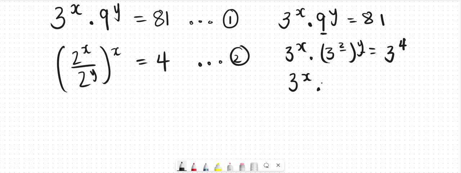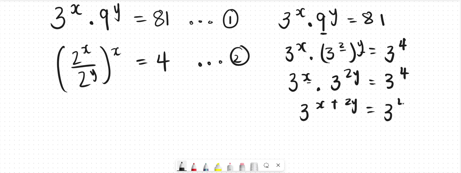This 2 and this y are going to multiply, giving me 2y, and all of this is equal to 3 to the power of 4. Then I'm going to add these exponents since the bases are the same, which gives me 3 to the power of x plus 2y equal to 3 to the power of 4. Since the bases are the same, I can make the exponents equal to each other. So I can say x plus 2y is equal to 4.